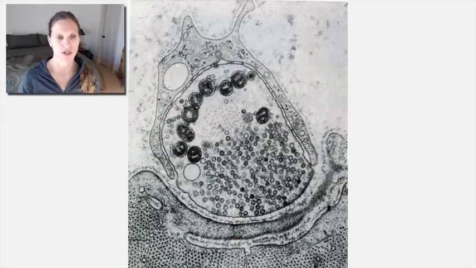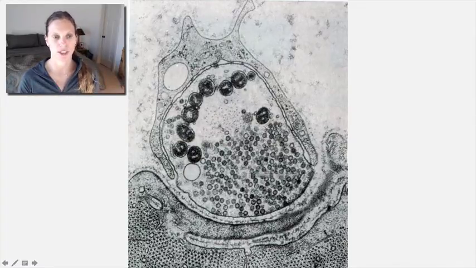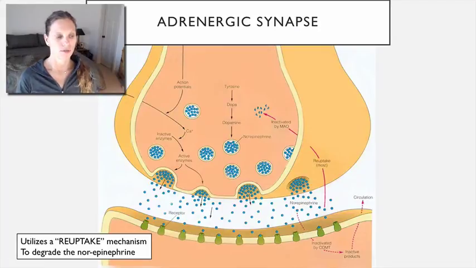Here's a cool picture, another scanning electron microscope image of vesicles. This would be the vesicles being released essentially into the synaptic cleft. That's a cool picture. All right, so we're going to look at the two different synapses. We are dealing with two neurotransmitters. There are more, but we're talking about two because these are the primary neurotransmitters of the autonomic nervous system.